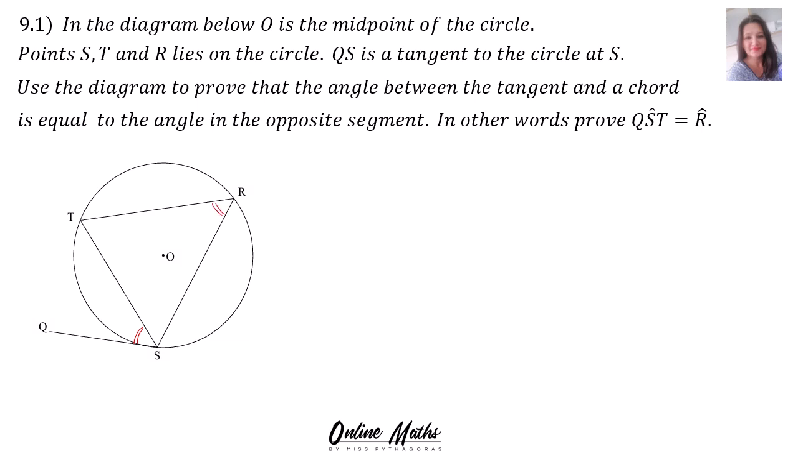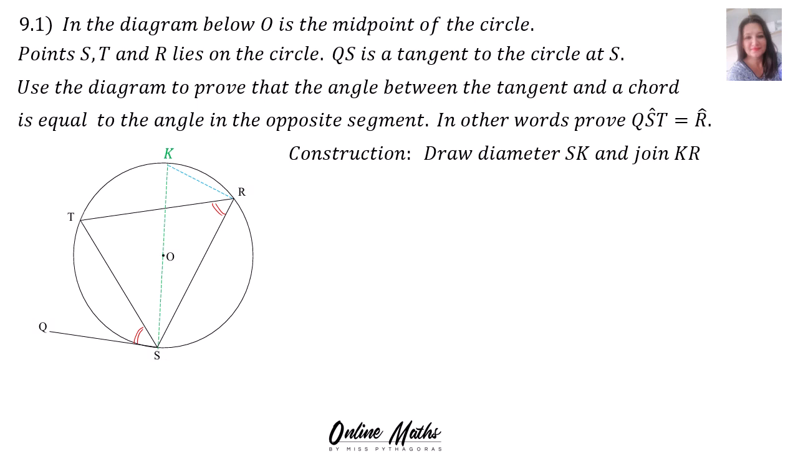Now for this very important proof, we need a construction. So we will draw in a diameter SK. I'll add the K now and join KR. Now here's the proof. We can start by saying that angle QSK, which is this angle there, is 90 degrees, and the reason: radius perpendicular to the tangent.